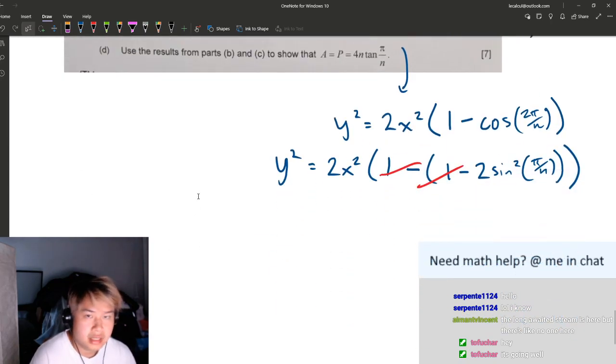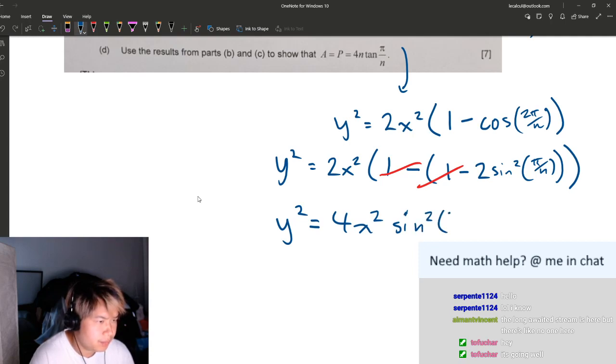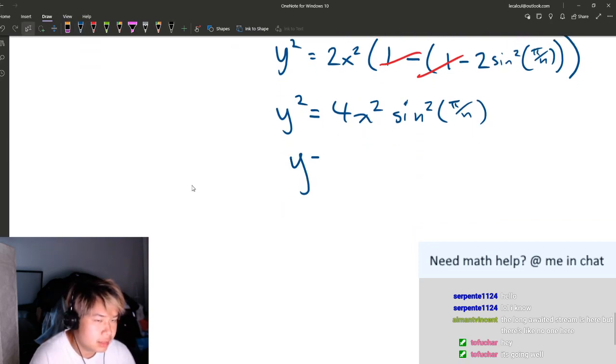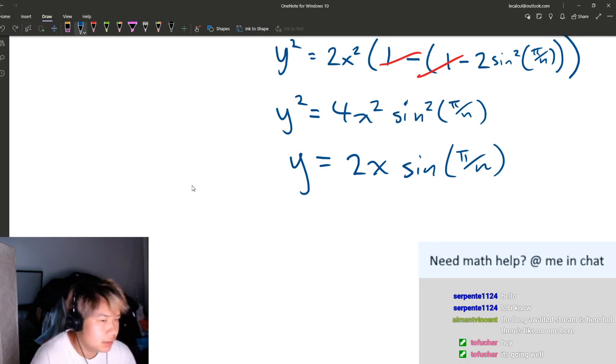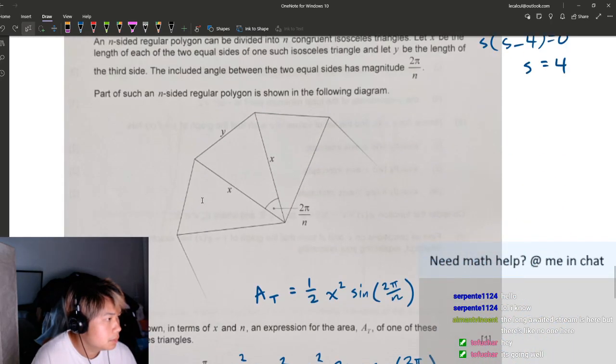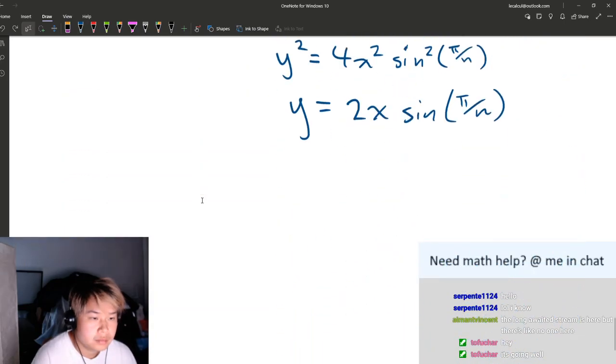And then after you multiply everything out, I'm going to get 4x squared sine squared pi over n, and then we're done. Wow, was this just 2 marks? That's a lot of work for 2 marks. Maybe there is a more astute observation I could have made somewhere. But there you go. Well, at least I showed it.